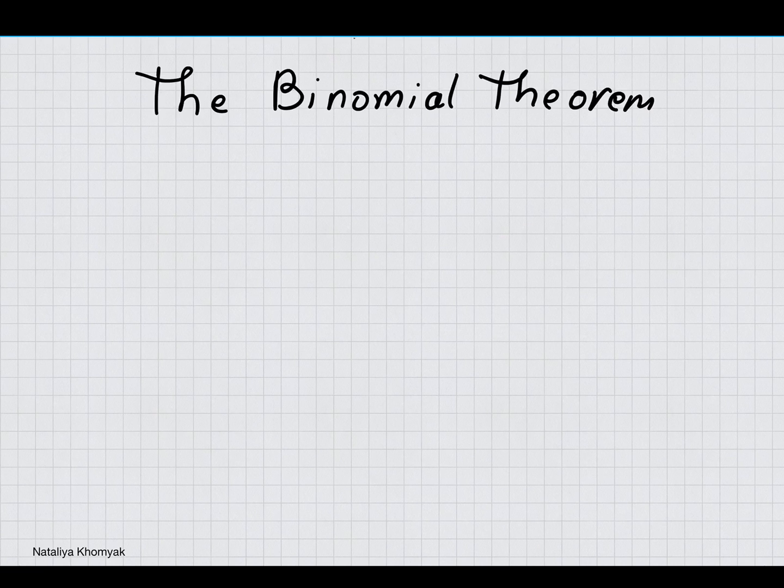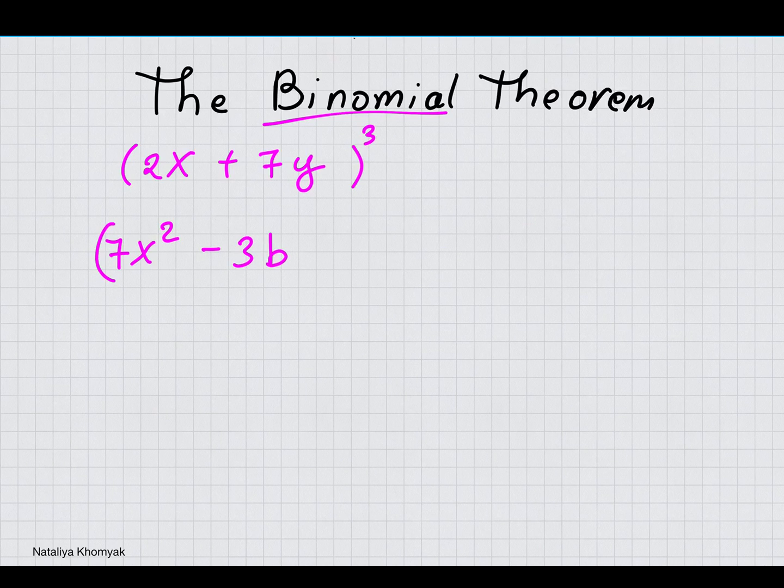Hi all, here we're going to talk about binomial theorem, and what binomial means is two terms. Let's say we have 2x plus 7y to a third power, or 7x squared minus 3b to the fifth raised to the 13th power, or 18xy plus 147ab raised to the fifth power.